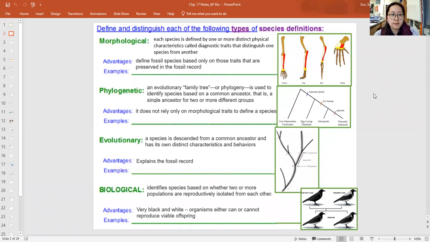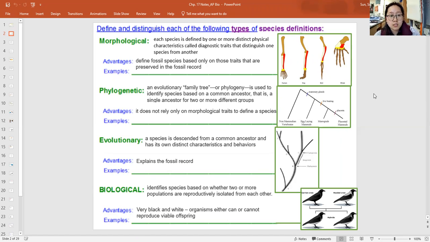Okay, so in summary, the morphological species concept is that each species is defined by one or more distinct physical characteristics, called diagnostic traits, that distinguish the species from each other. So they're different from each other based on that. And morphology is usually talking about the anatomical or physical body of animals.